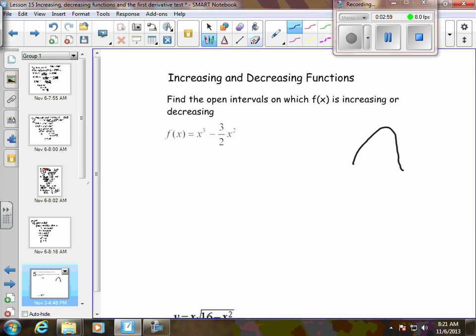So what we need to do is find the critical numbers. Find those numbers that are critical to the function, and then we can examine the intervals that they create to see where the derivative is positive, which means the function would be increasing, and where the derivative is negative, which means the function would be decreasing. So we begin by looking for the critical numbers.